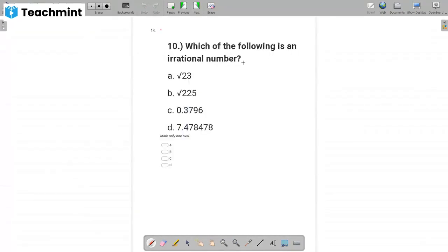Which of the following is an irrational number? Now we know that irrational numbers are those numbers which cannot be expressed in the form of p by q, where p and q are integers and q is not 0. This is the first definition, the way by which we can identify whether a number is rational or irrational. Now here no number is written in the form of p by q, but you can write the number in the form of p by q.